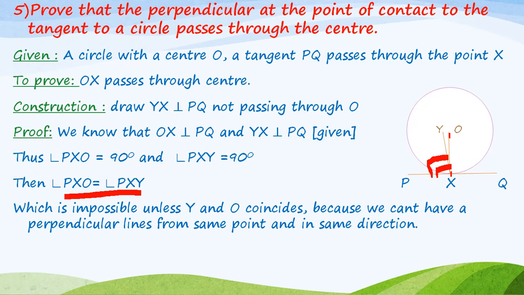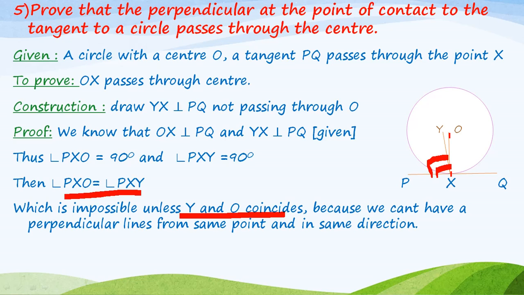It is impossible since O and Y are two different points. It is possible only when Y and O lie in the same place. Therefore, it is impossible unless Y and O coincide. When Y and O coincide, it is possible, meaning Y and O are at the same point.